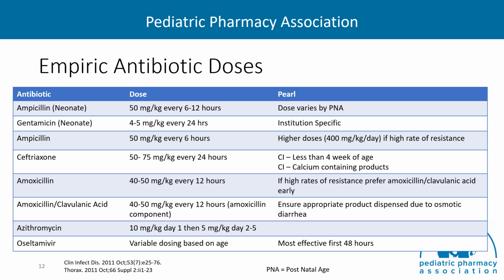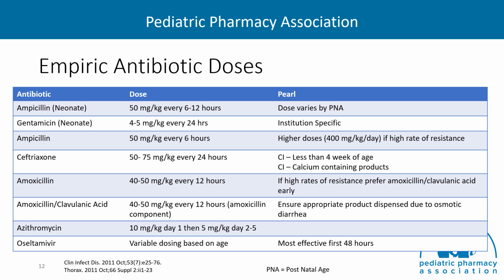If the wrong product is selected then the patient will be exposed to more clavulanic acid, which could potentially result in osmotic diarrhea. It's important to consult a drug reference to confirm the appropriate ratios when selecting your amoxicillin clavulanic acid product. Azithromycin should be dosed similar to adults, with a higher dose on day 1 and the subsequent 4 days being at half that dose.